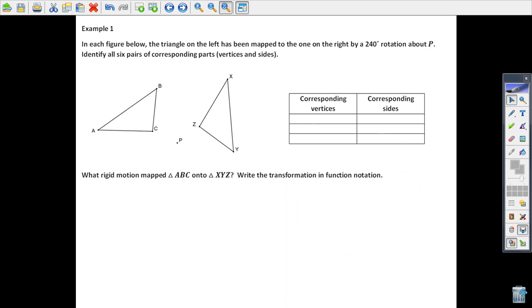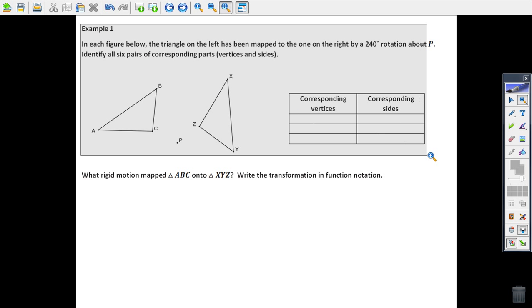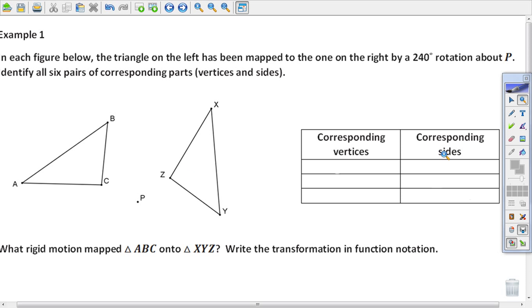Okay, your time is up, so let's compare and review. First, when I'm looking at the figure here, I need to compare and talk about the corresponding vertices. So of the vertices in the diagram, which would correspond, considering the fact that I know this is a rotation. If I start with A over here, bottom left corner, I'm rotating around P, so it looks like I'm headed in this direction over here. So what does A map onto? A is going to map onto X. So B has to map onto Y, and C has to map onto Z.